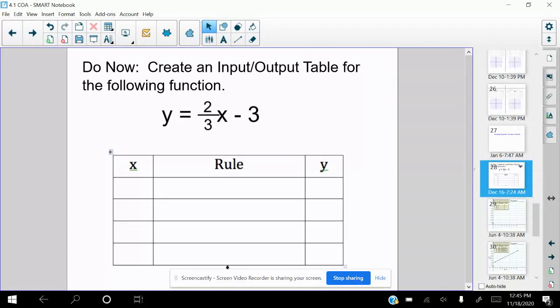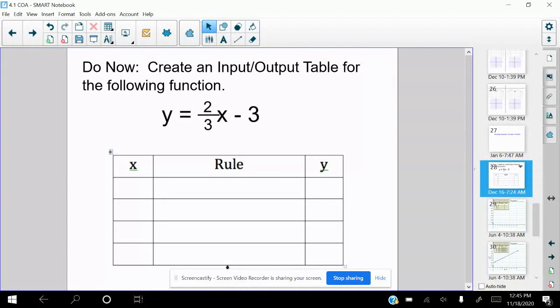So please create an input-output table and think about what types of numbers we're going to choose for our inputs or our x values, specifically because we do have a fraction. So please work on the do now and resume when you are ready to move forward.